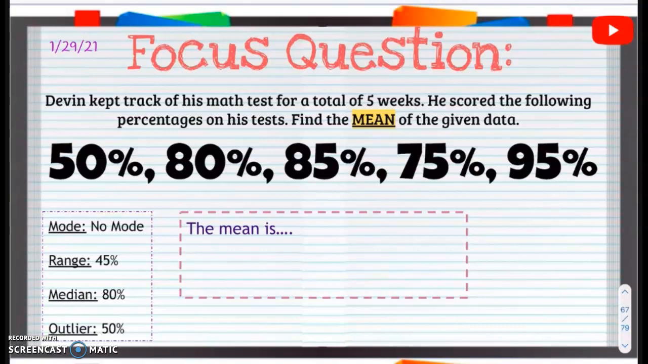January 29th, 2021 focus question. All right, same thing all week. Devin kept track of his math test for a total of 5 weeks. He scored the following percentages on his test.